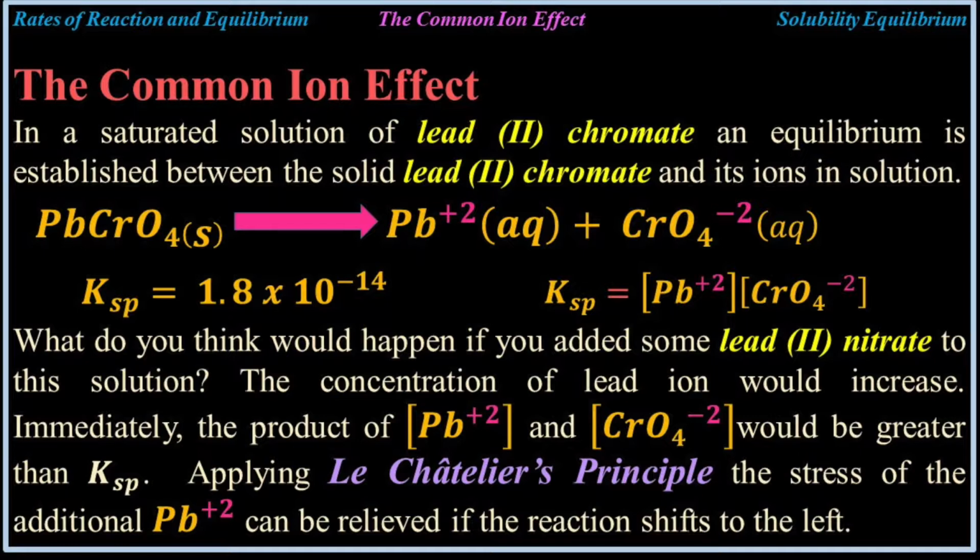The concentration of lead ion would increase. Immediately, the product of the lead +2 ion and chromate -2 ion concentrations would be greater than Ksp. Applying Le Chatelier's principle, the stress of the addition of the lead +2 ion can be relieved if the reaction shifts to the left.